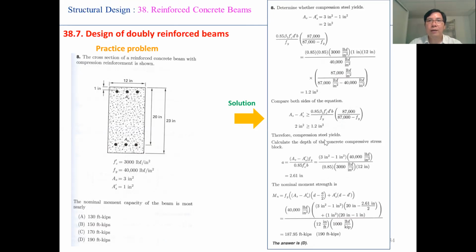Firstly, you calculate to know if the compression steel is used. You calculate the difference between A sub s minus A prime sub s. You can find that the difference is 2 in square. And after you can calculate to know the value that you can find here.